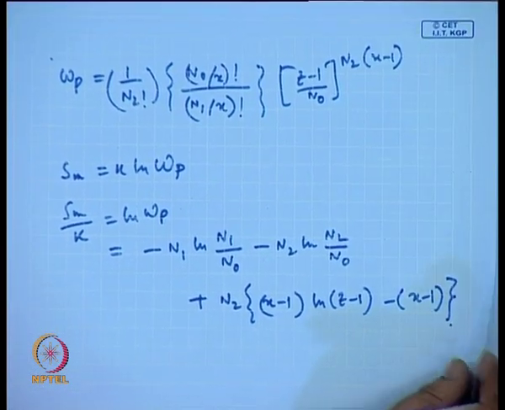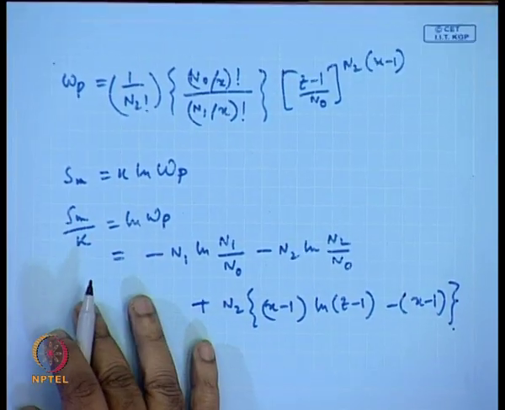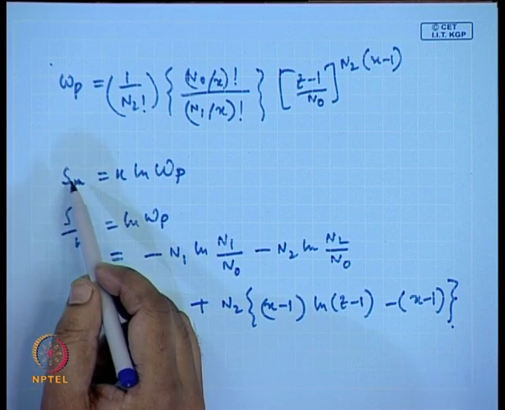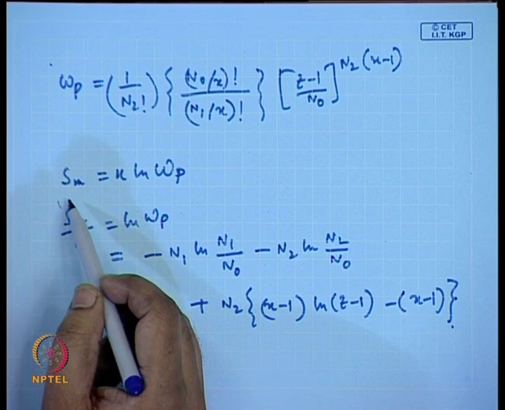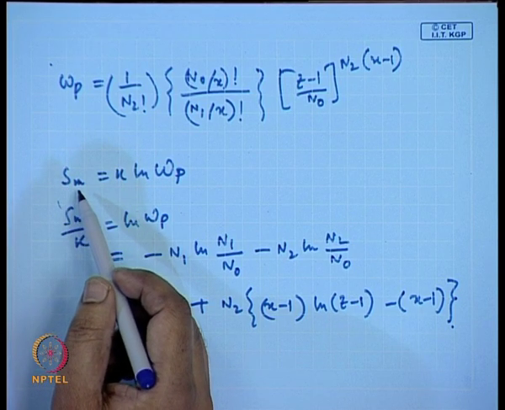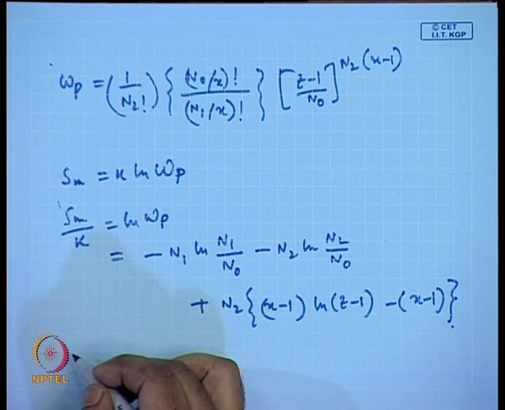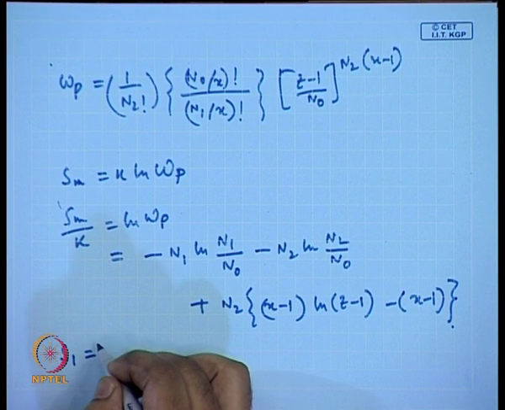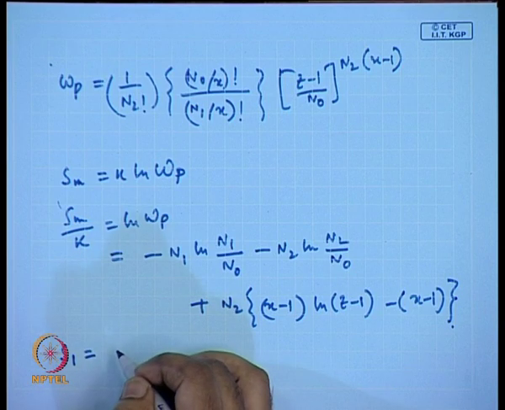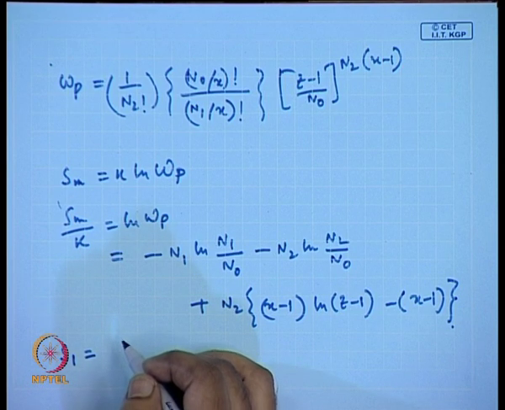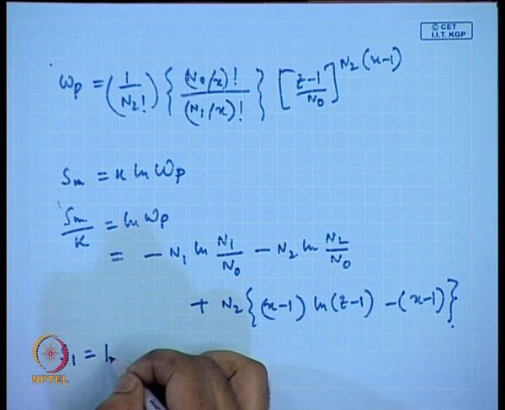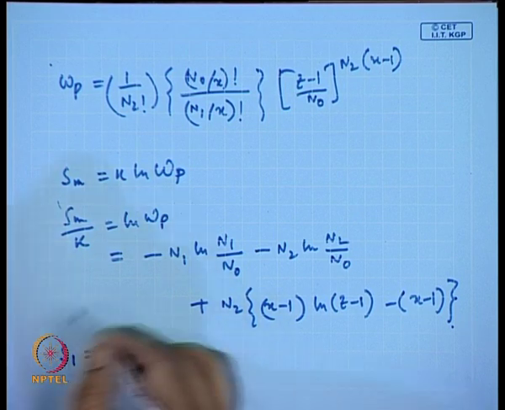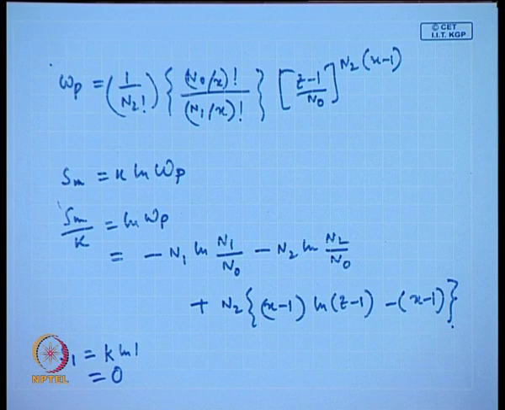Now, this S_m is the combinatorial entropy for the mixture of N1 solvent molecules and N2 polymer molecules. Now, what will be the combinatorial entropy for the solvent? Again, the number of ways you can arrange different solvent molecules is 1. So, it will be k ln 1, which is 0, the number of different ways you can arrange the solvent molecules.